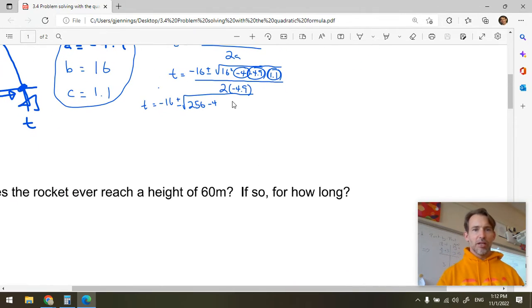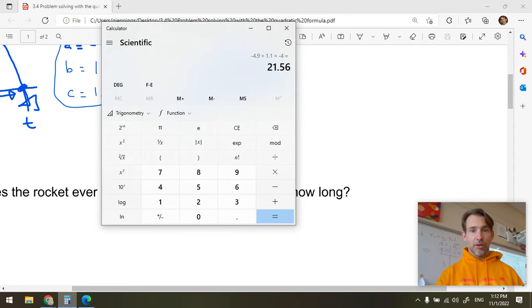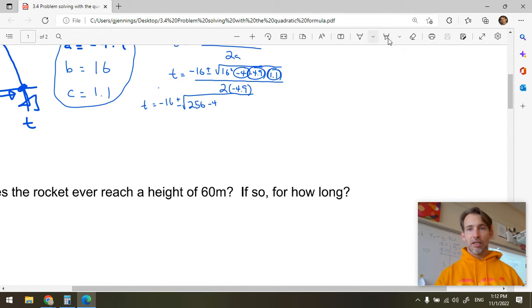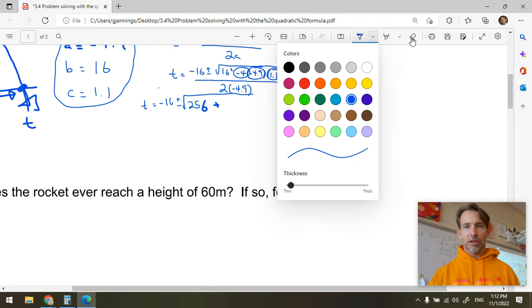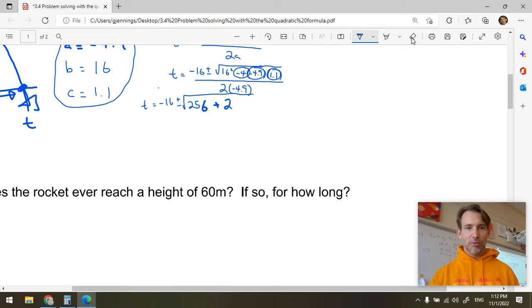Okay, here we are. So that number, again, was 21.56. Let's go ahead and put that number in right here. 256 plus, get a finer pen, plus 21.56, all divided by 2 times negative 4.9. Well, that's negative 9.8.